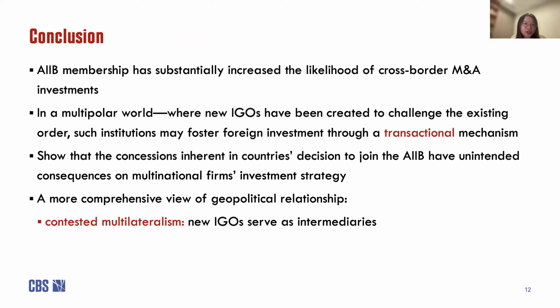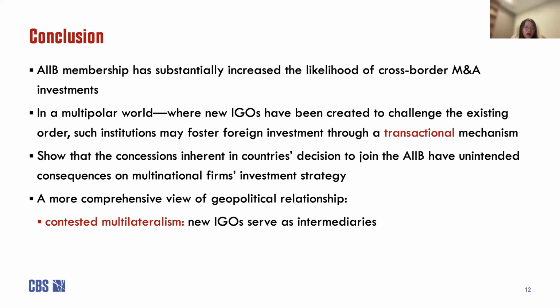these institutions could foster foreign investments through a transactional mechanism, which is different from the normative mechanism promoted by the existing institutions. And we also show that the concessions inherent in a country's decision to join AIB have unintended consequences on multinational firms' investment strategy.